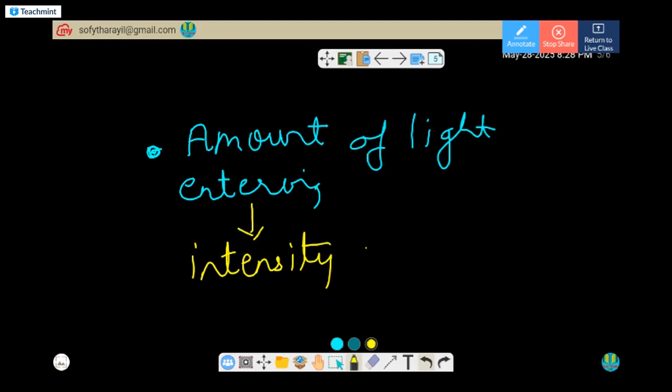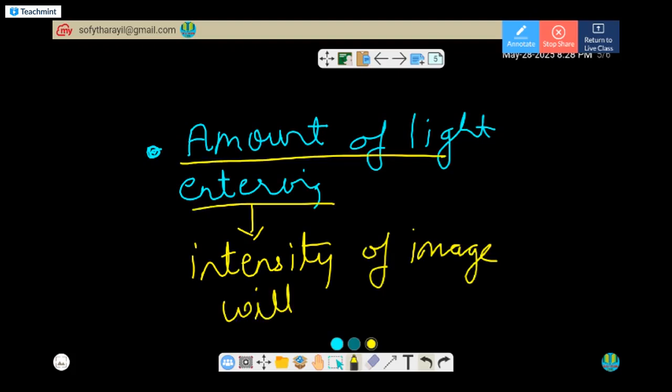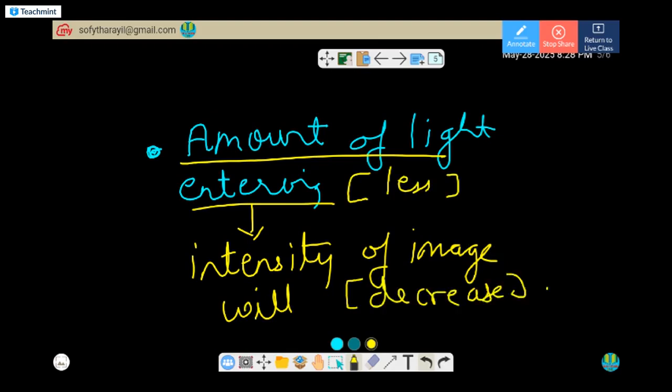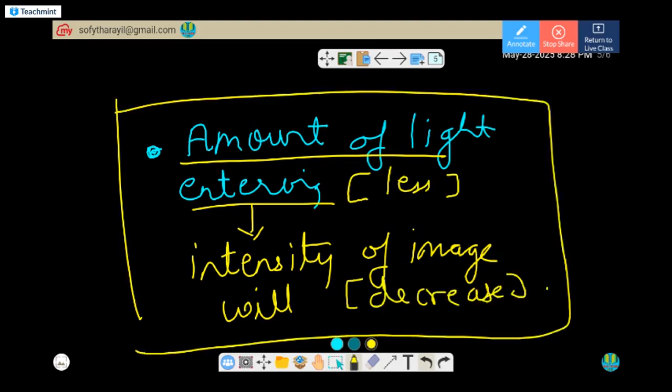The intensity of the image, that means how bright or how dim the image will be, will get affected. So if half or some part of the lens is used, and the amount of light is less, the intensity will decrease. Only this thing will get affected. Rest, everything will be as it is. Focal length, position, size, nature of the image, everything will be as it is.